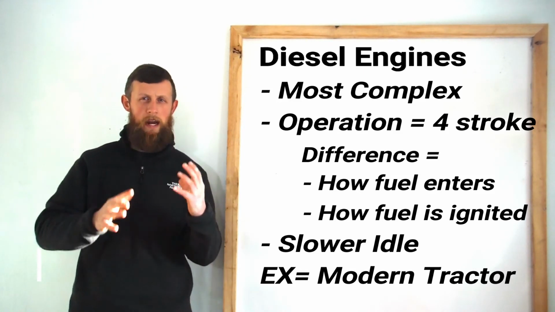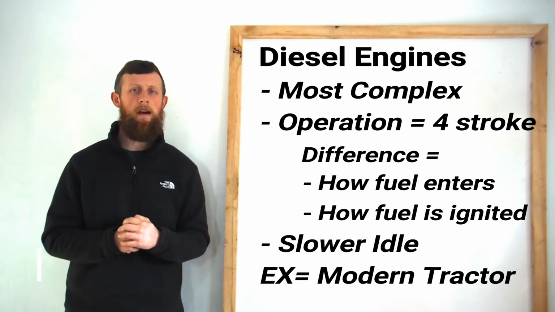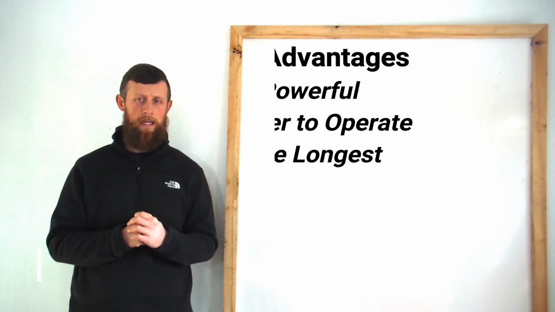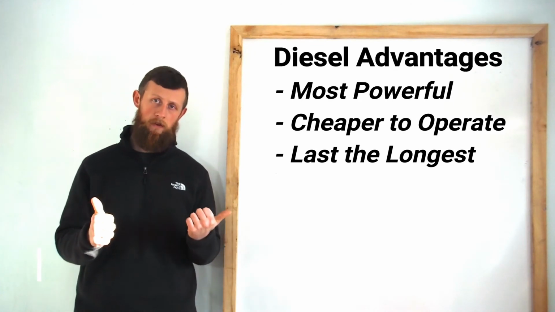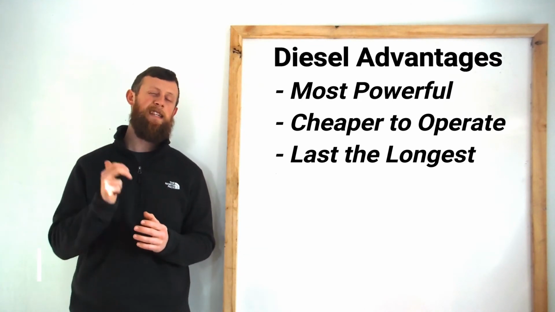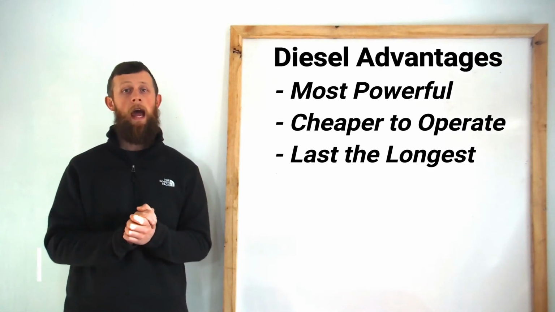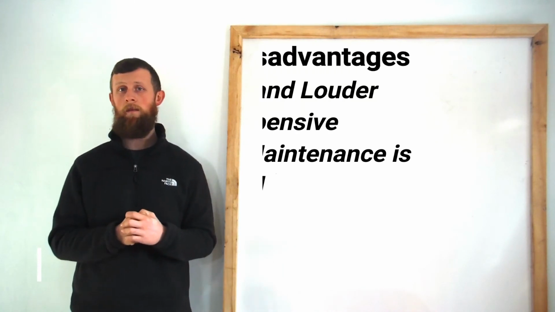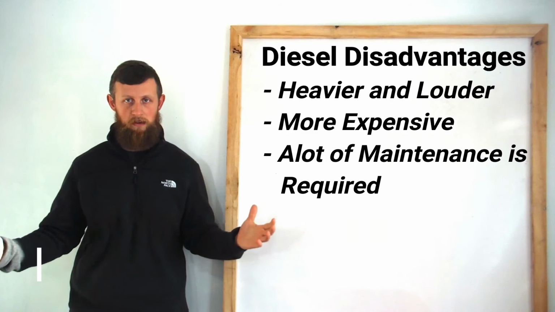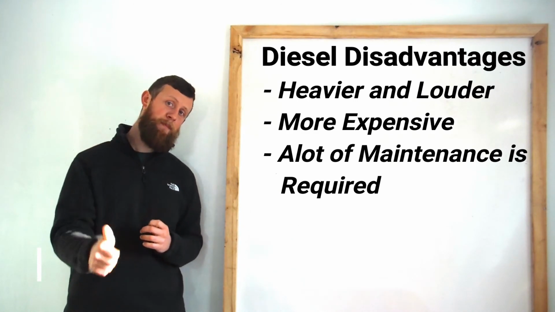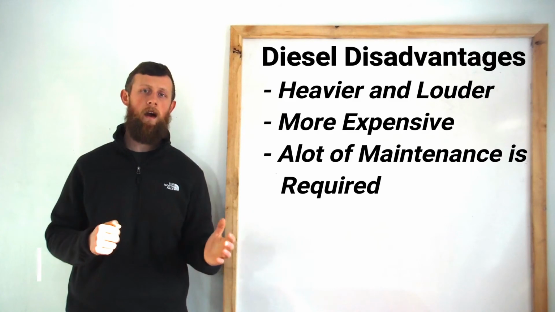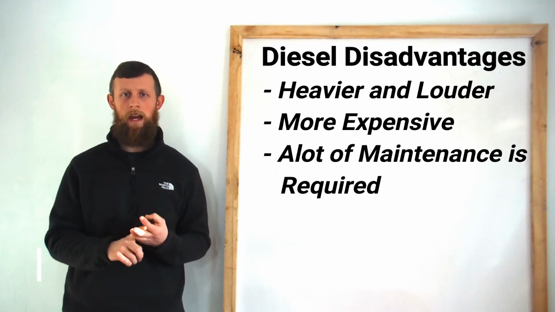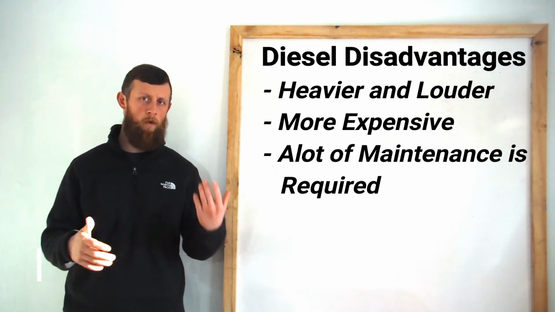Diesel engines typically kind of lug and chug and idle lower, and a very common example of them would be a modern tractor. Advantages of the diesel engine are that they're more powerful than the other two talked about. They're cheaper to maintain, and typically they last much longer. However, the disadvantages of the diesel engine are that they're heavier, louder, bulkier, and just take a lot more space in general. They are more expensive to purchase, so you've got a lot more front-end costs, and they take a whole lot of TLC and maintenance and care to reach the longevity and perform the way they should in the long run.